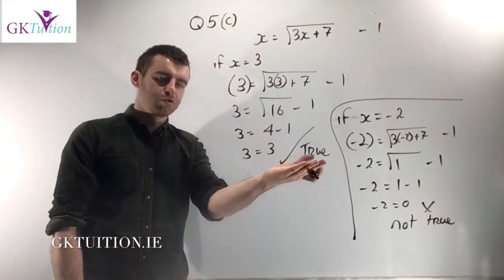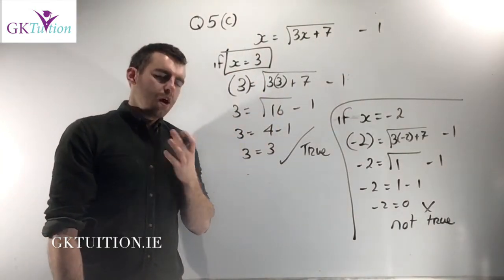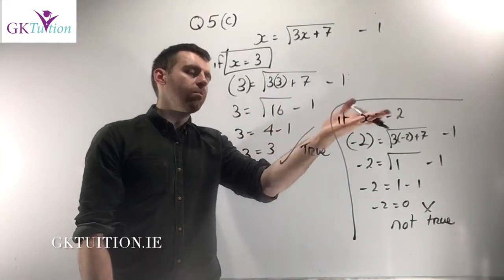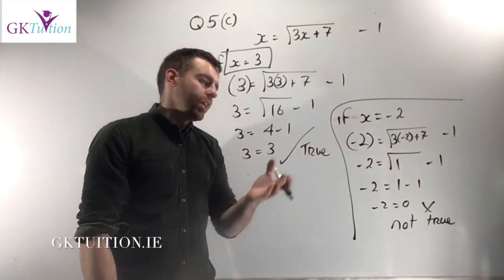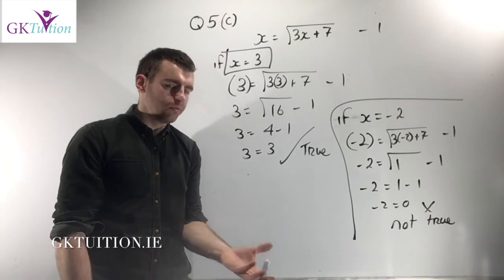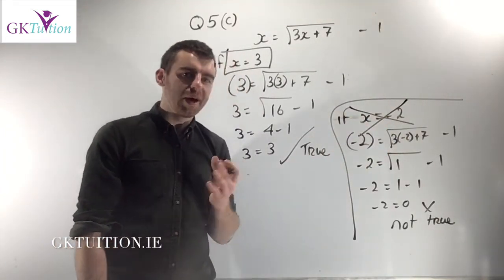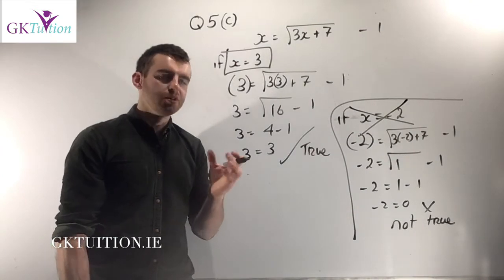You end up with 3 equals 3, so it's true. So I'm happy enough with my answer x equals 3. On the other hand, if you sub in x equals minus 2, the other answer, you end up with minus 2 equals 0, and clearly they're two different numbers, so they're not equal to each other. So we actually had to eliminate the value x equals minus 2. So just be careful there.